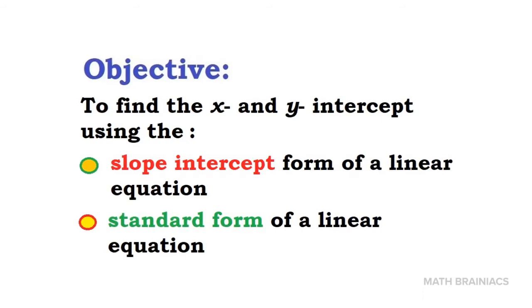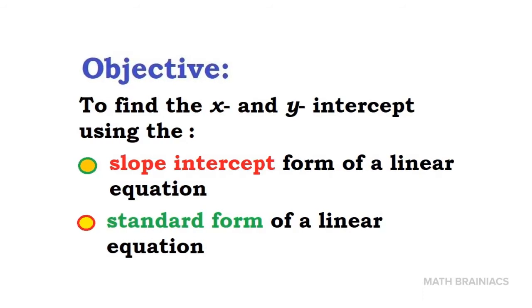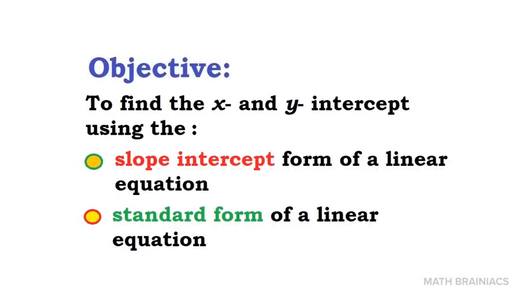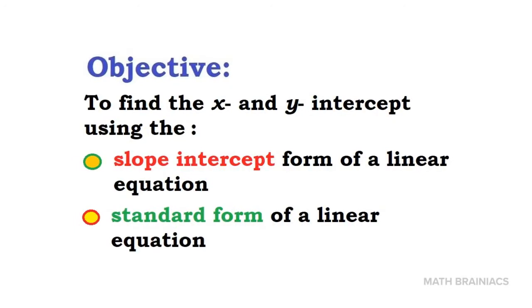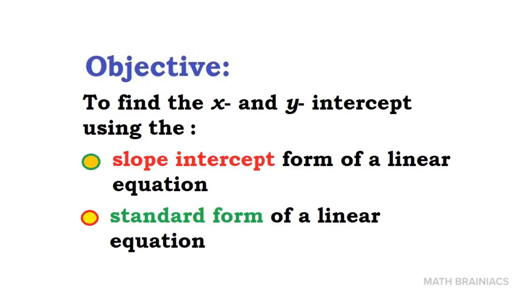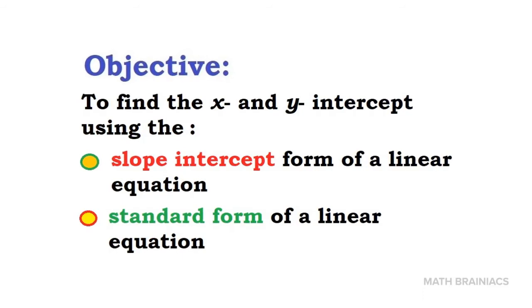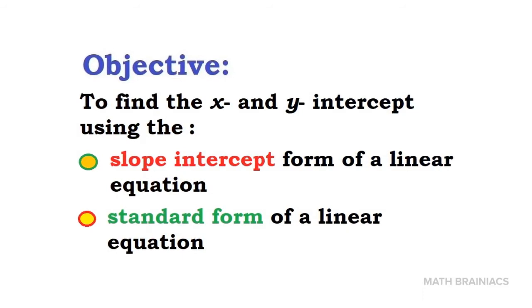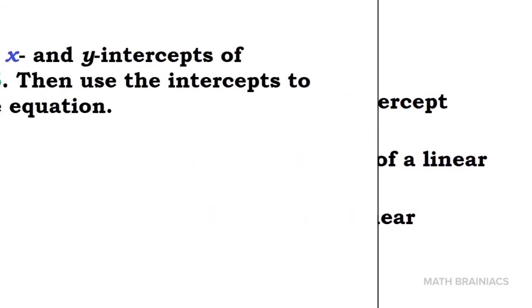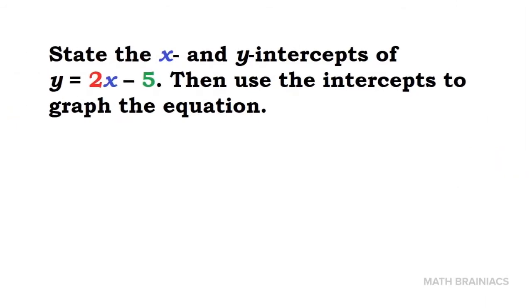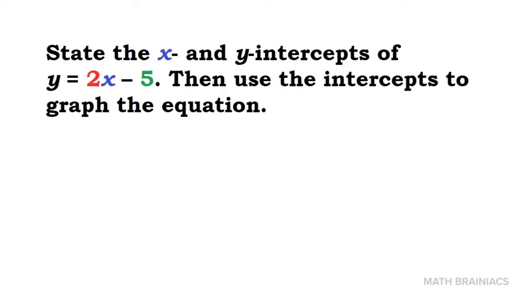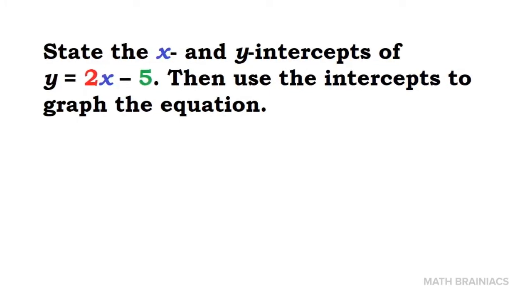Let us move first to the main objective of our lesson. We are going to learn today how to find the x and y-intercept using the slope-intercept form of a linear equation and the standard form of a linear equation. Let us work on this example so that you will be guided. State the x and y-intercepts of y = 2x - 5. Then, use the intercepts to graph the equation.